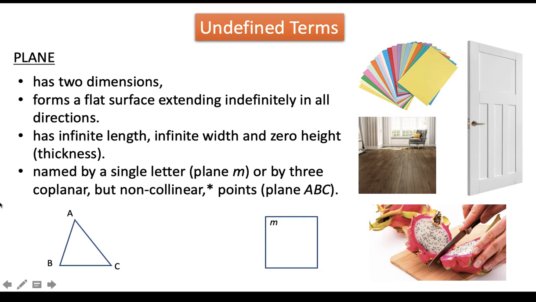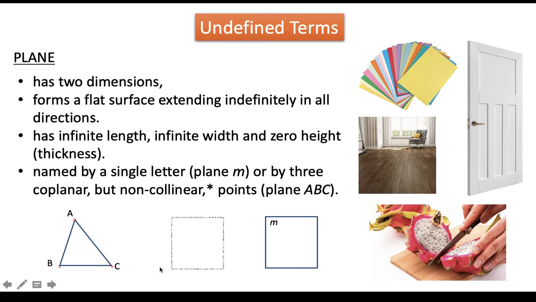So let's say this triangle right here, since there are three known points, point A, point B, and point C, they are on the same plane, that's why they are coplanar, but they are not in a straight line, that is why they are called non-collinear. So we can use these three points to name this plane. So we can call this plane ABC or triangle ABC.